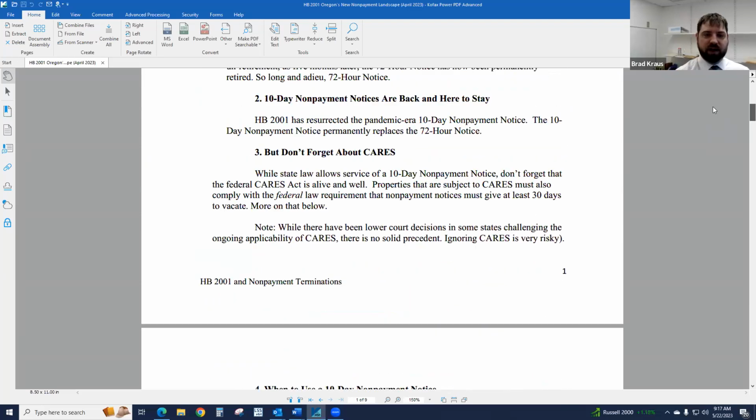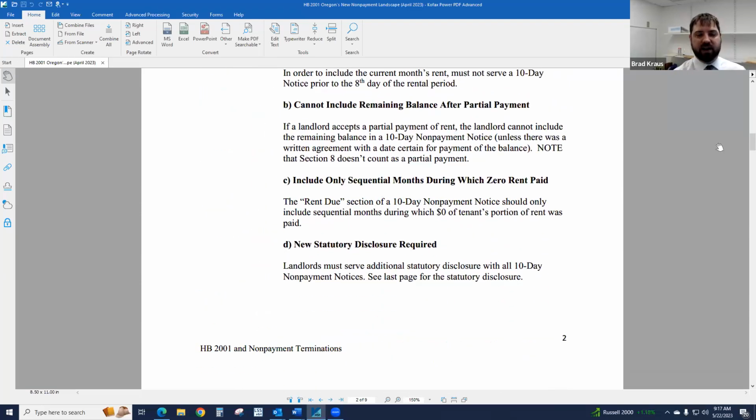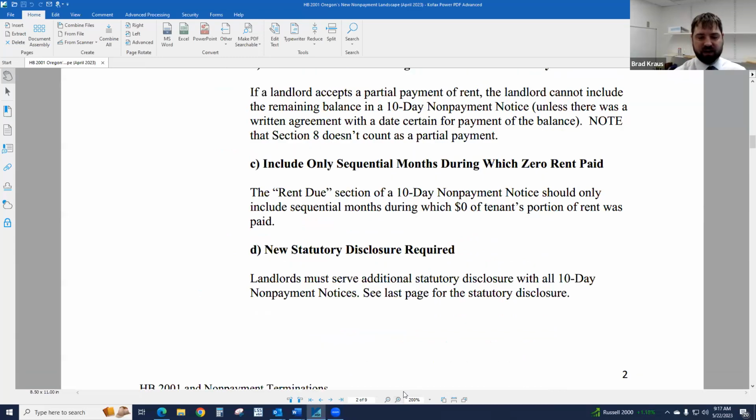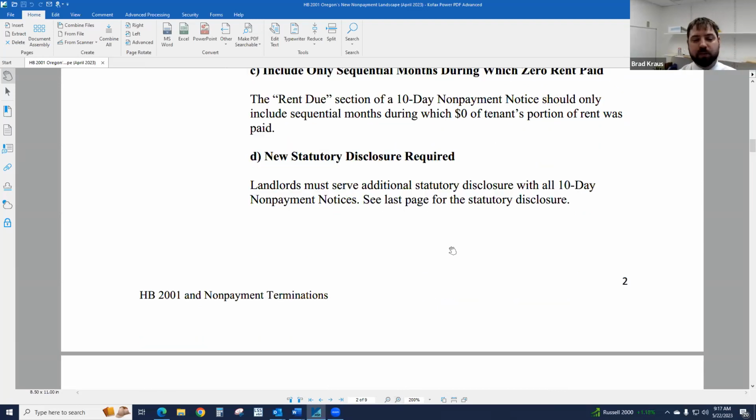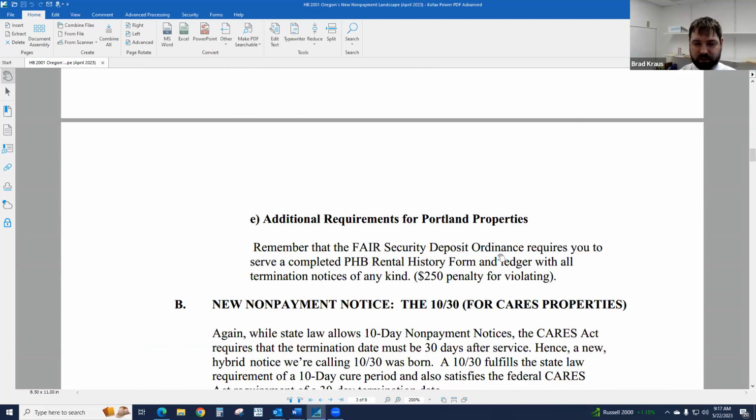So make sure that any non-payment notice that you serve has that. Otherwise, it is defective, and there is no way around that. If it's not in the notice and the court sees that, the court will dismiss your case on its own motion. Okay.